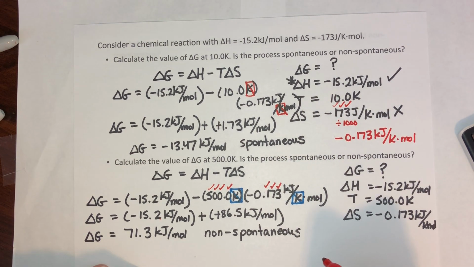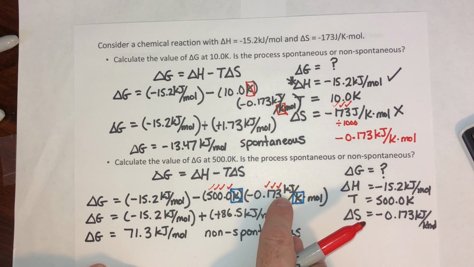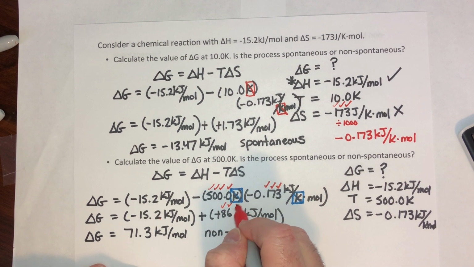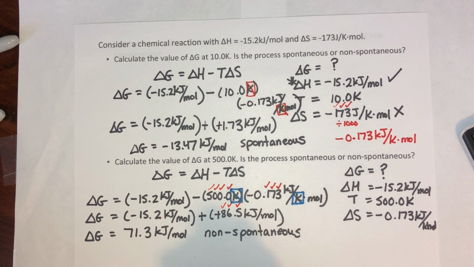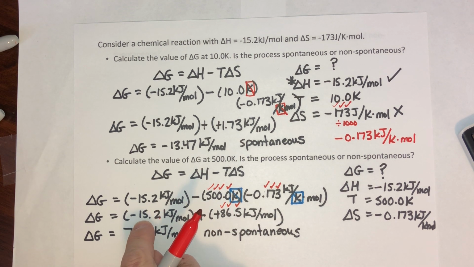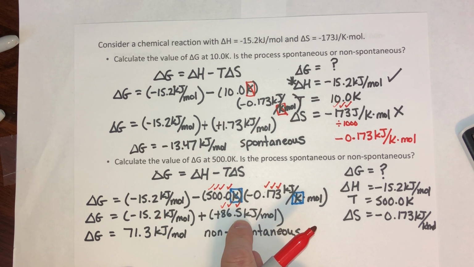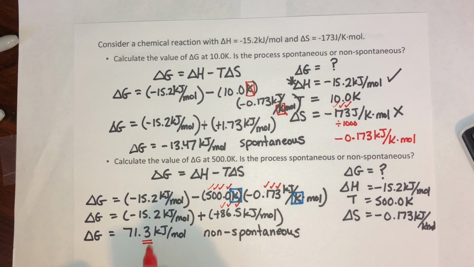173, 3 sig figs. So if this has 4 significant figures and this has 3 significant figures, then the answer should only have 3. The 8, the 6, and the 5, it only has 3. Now, when you're adding and subtracting, it's all about decimal places. So a negative 15.2 has 1 decimal place. 86.5 has 1 decimal place. So my answer should only have 1 decimal place. So the way I've done this problem here is already perfect.